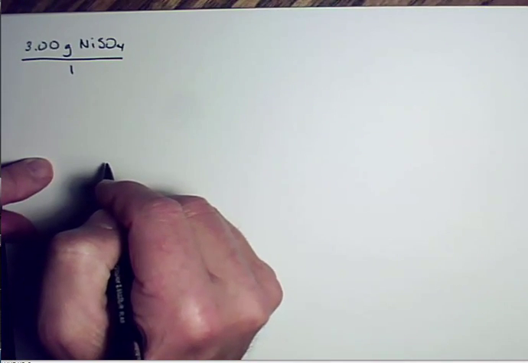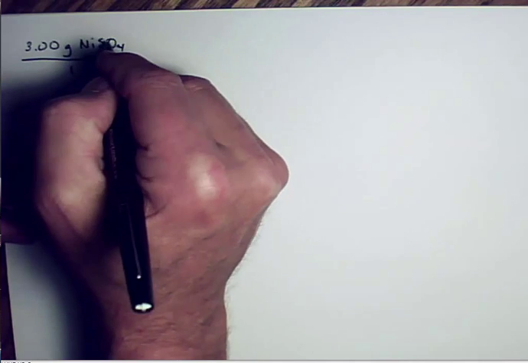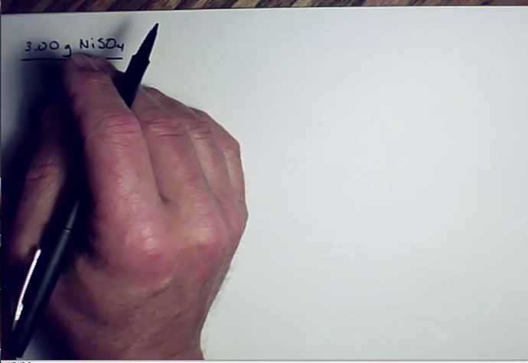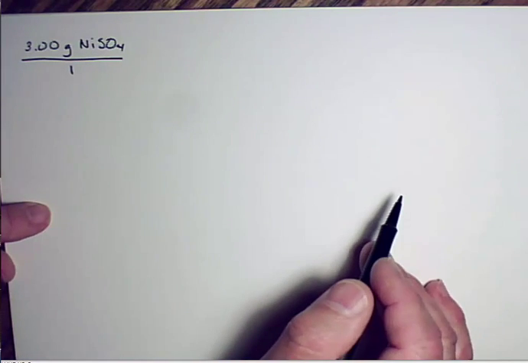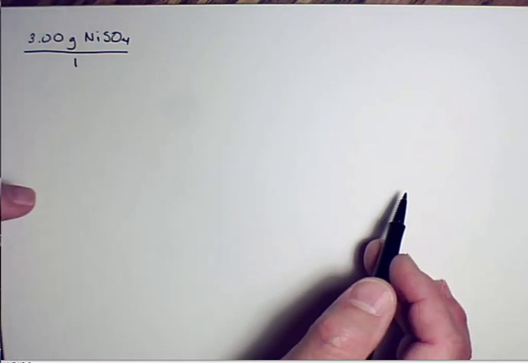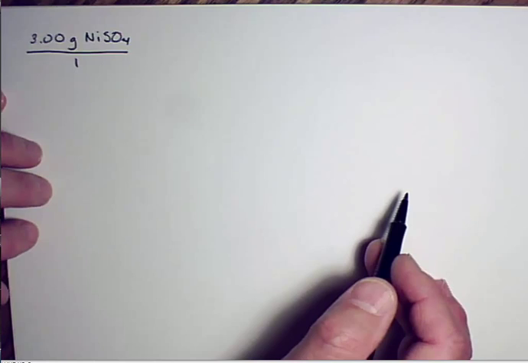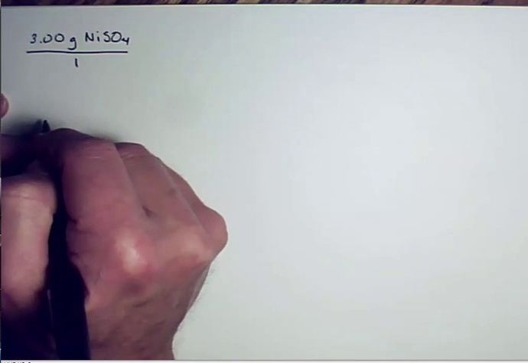So we're going to put our starting amount over 1, and we got to get this into moles because we can't go from one chemical species to another without it. So how do we get from grams of nickel sulfate to moles? Find the molar mass, it's called. Yeah, the weight is really what you're saying is the molar mass.